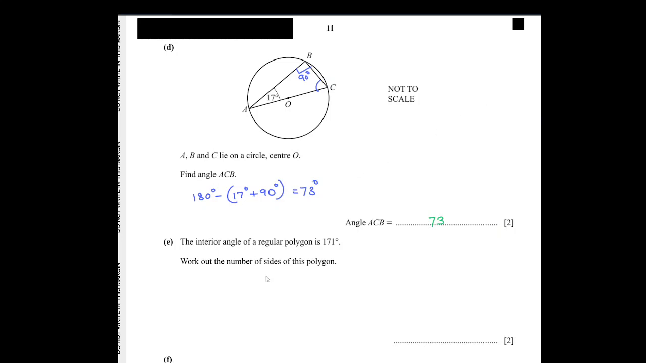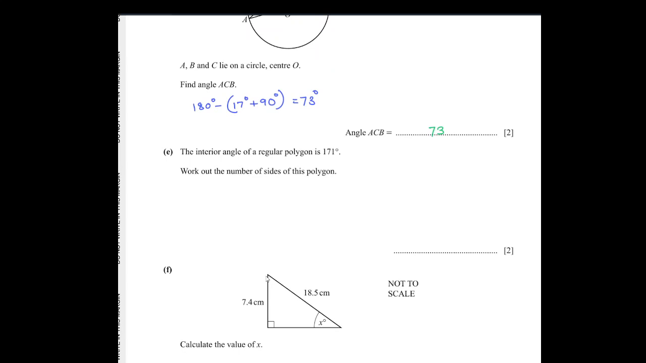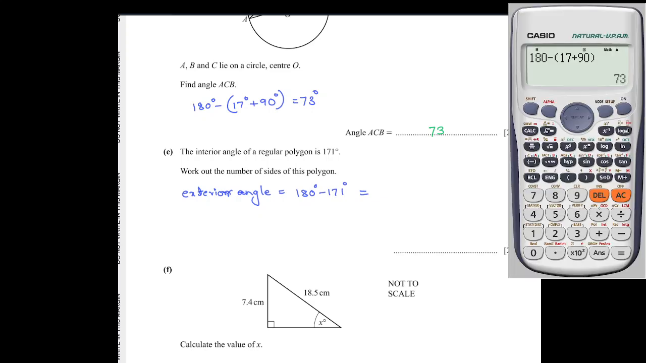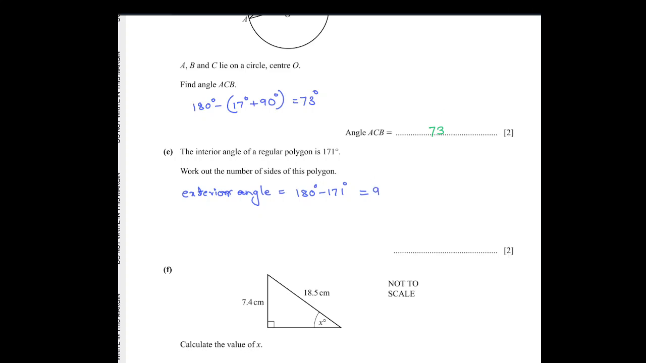Question E. The interior angle of a regular polygon is 171 degrees. Work out the number of sides of the polygon. So to get the number of sides of the polygon, we need to know each exterior angle. That will be easy to find out the number of sides. So exterior angle will be 180 minus the interior angle, which is 180 minus 171 is 9. So 9 degrees is the exterior angle.